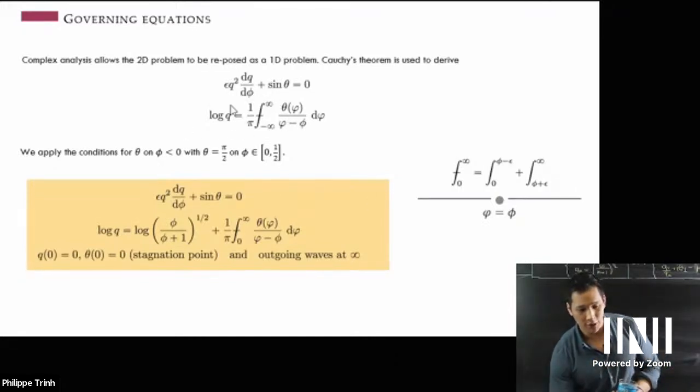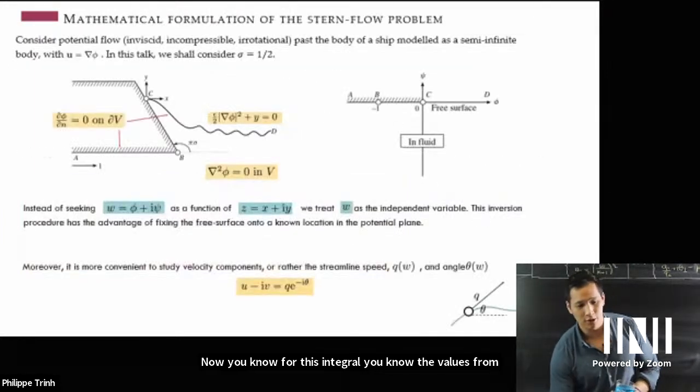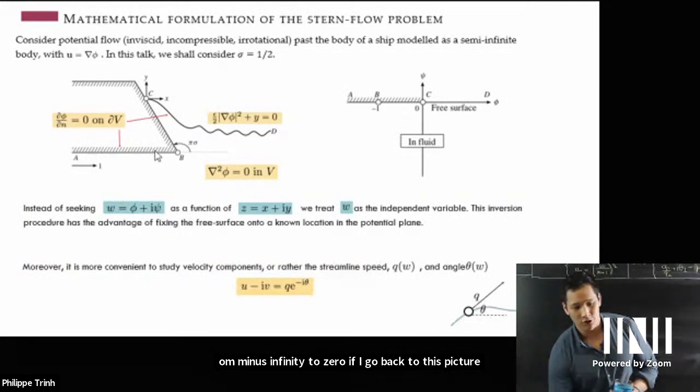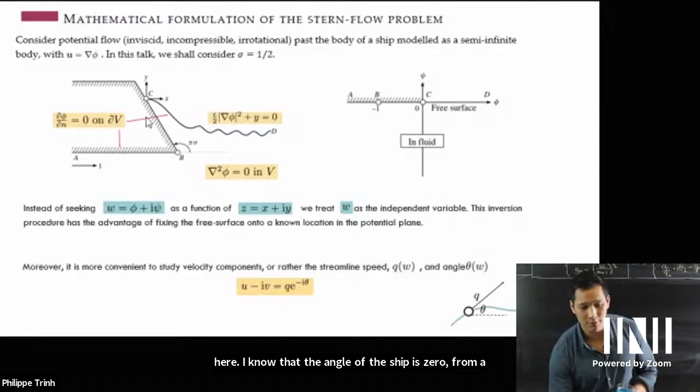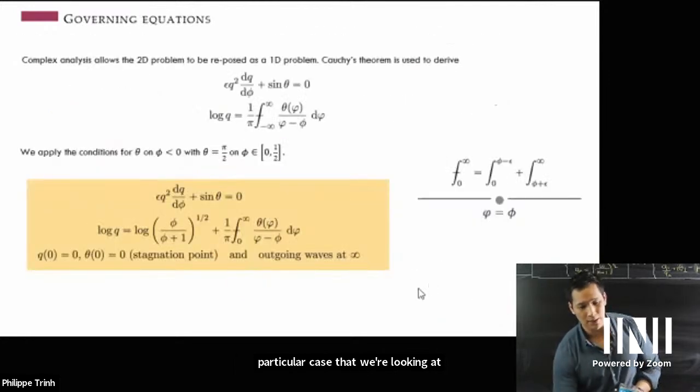Now, for this integral, you know the values from -infinity to 0. If I go back to this picture here, I know that the angle of the ship is 0 from A to B, and then it's either pi sigma, or in the particular case that we're looking at, pi over 2 from that point on. You put that into the integral, and now you've reduced it down to an integral equation that needs to be determined from 0 to infinity.